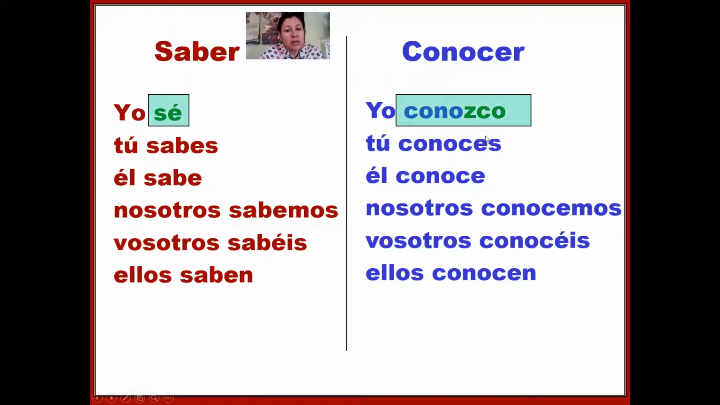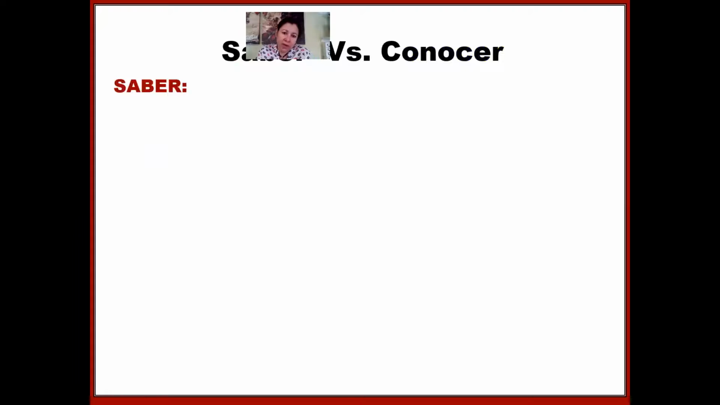Verbs ending not only in ER, but in CER are going to have that irregularity that conocer is showing all the time. Parecer, apetecer, if you see a verb ending in CER, the yo conjugation is going to be the same one that conocer has, conozco. Muy bien. When do we use saber?